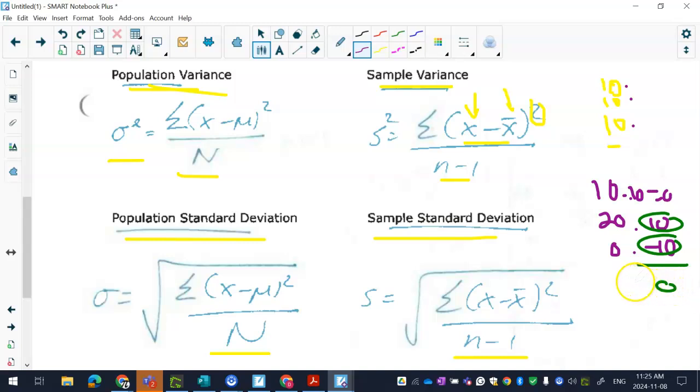I'm going to end up with 0 because if I take the distance from the average, that's how you kind of get the average, right? You get the middle of the data points. So what we do to get rid of this negative here is we square it.